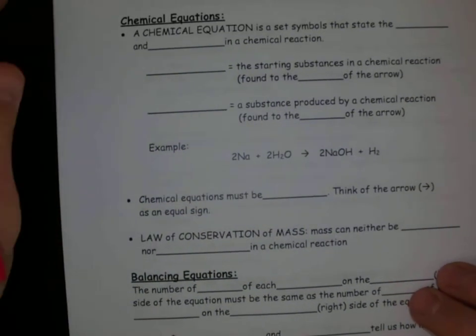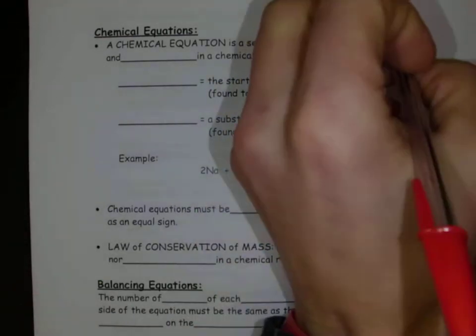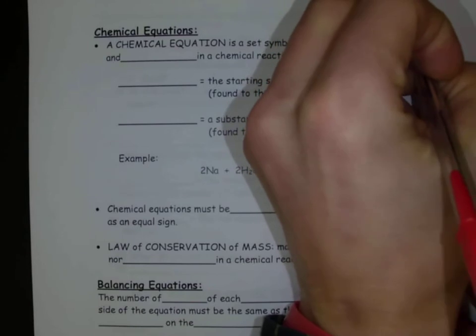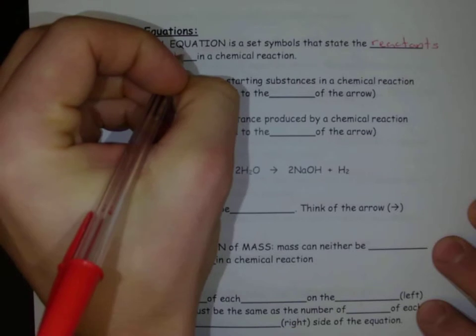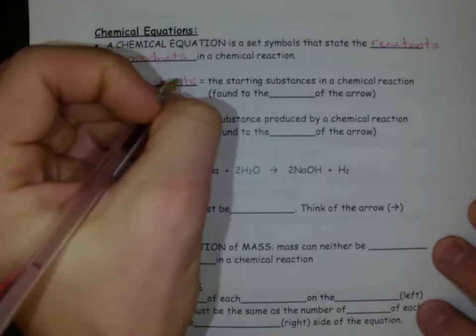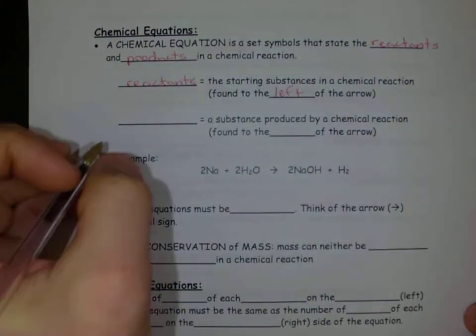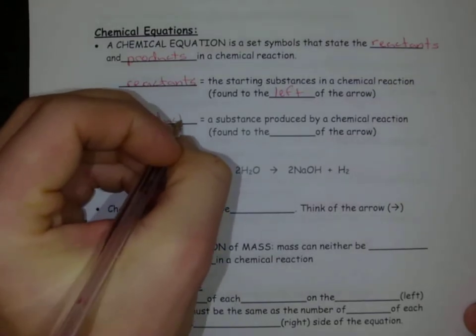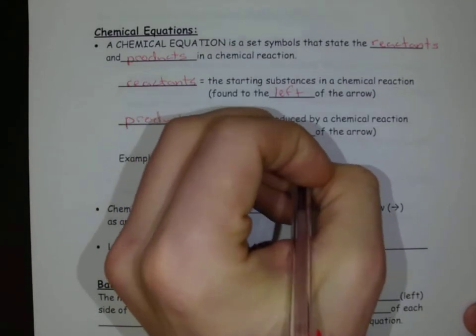So what I'm going to do is go back to our notes, okay? And in our notes, let's talk about our chemical equations here. Our chemical equations are a set of symbols that state the reactants and products in a chemical reaction, okay? So reactants are the starting substances in a chemical reaction. They're found on the left side of the arrow, okay? The products are the substances that are produced in the chemical reaction. They're on the right side of the arrow, okay?